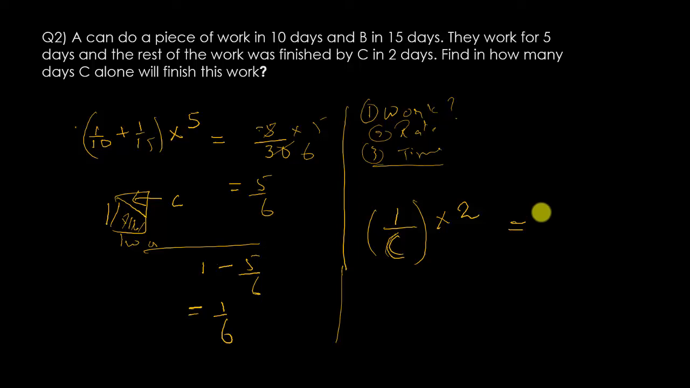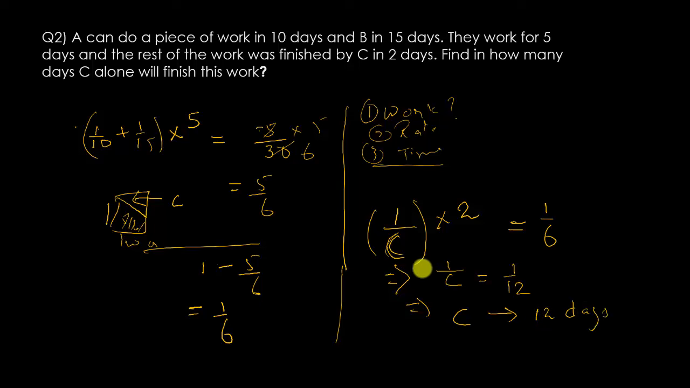And he's able to finish not one work this time. He's able to finish how much work? 1 by 6th of the work. That is 2 by C equal to 1 by 6, so 1 by C equal to 1 by 12. That is, C's rate is that he finishes 1 by 12th of the work every single day. That will mean C will finish the work in 12 days.